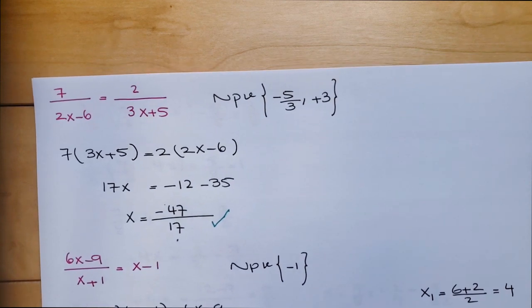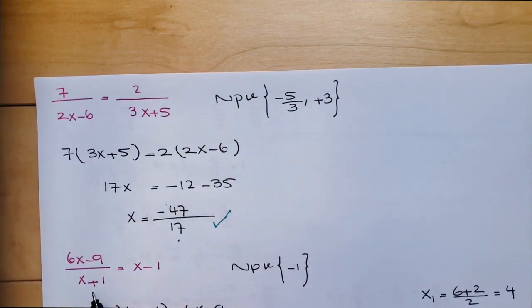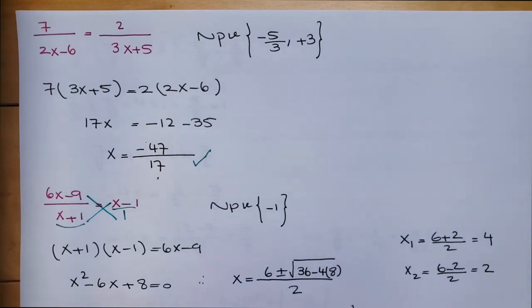Another example would be 6x minus 1 divided by x plus 1 equals x minus 1. NPV, that means this should not be 0, so x cannot be -1. There is only one NPV value. Next step, I'll start by doing cross multiplication. x plus 1 multiplied by x minus 1 equals 1 times 6x minus 9. So that would be x plus 1, x minus 1 equals 6x minus 1. This is one of those identities, number 3, difference of squares.